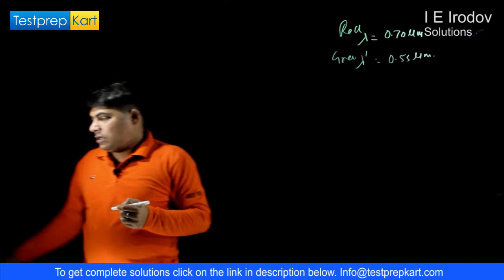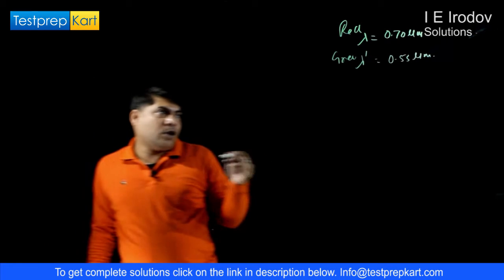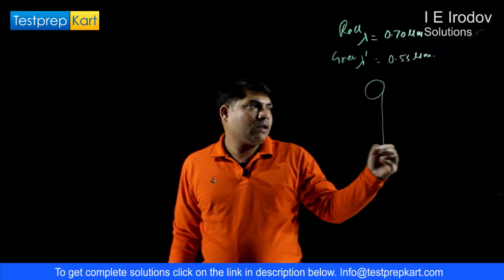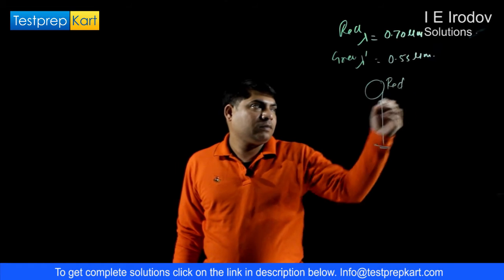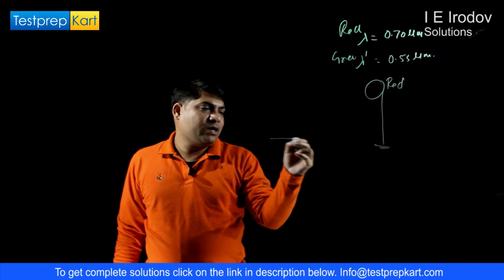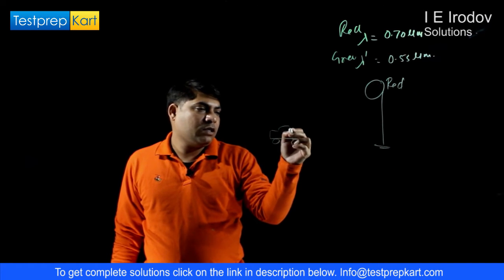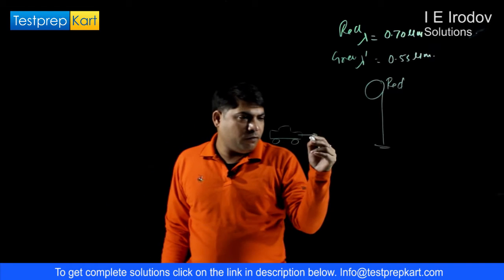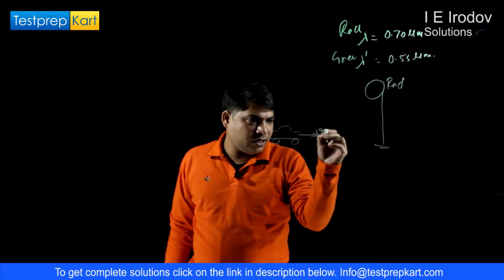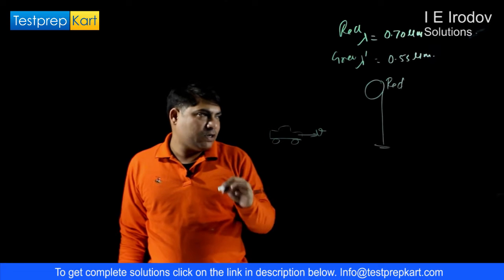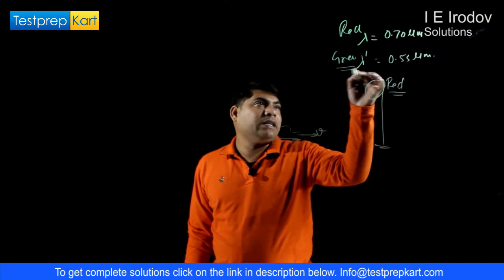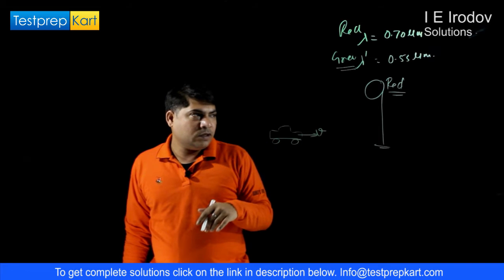Okay. So in this problem, it is saying that suppose there is a traffic light, it is red now, and a driver is moving towards the light. So we have to calculate the velocity or speed of the driver so that it can perceive this red light as a green light. Okay.